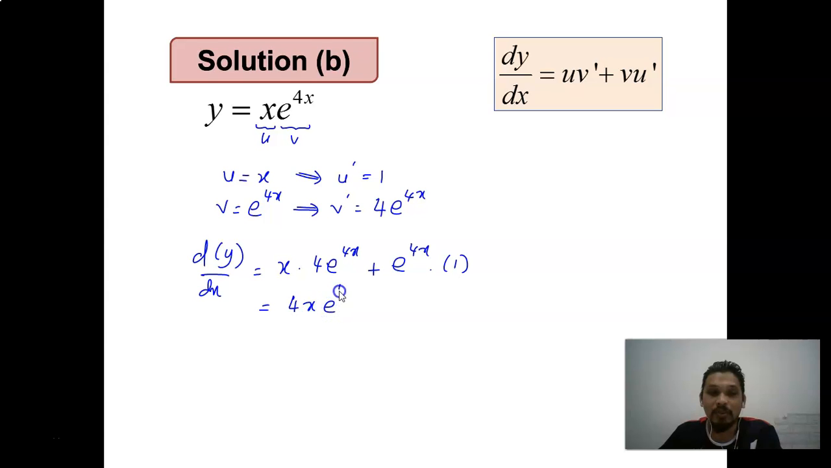4x e to the power of 4x plus e to the power of 4x, and since we have e to the power of 4x in both terms here, we factorize this e to the power of 4x, okay, multiplied with 4x plus 1.